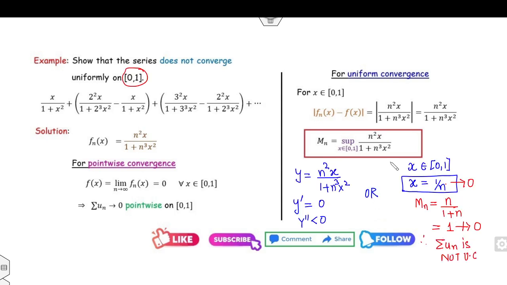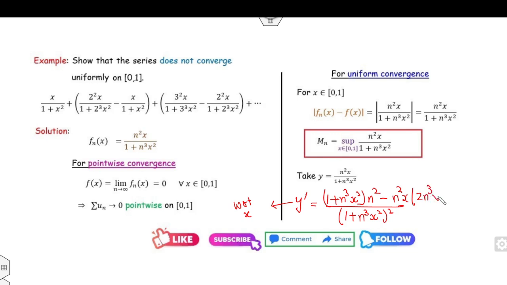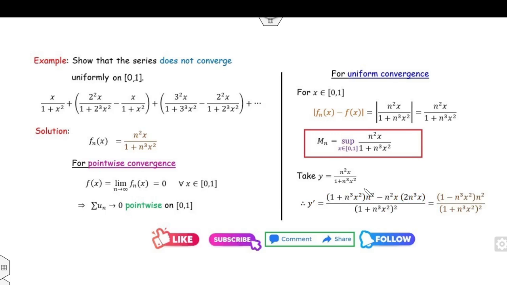There is no issue. But if you want to solve in this manner, I can find the y dash. Remember, the derivative with respect to x. So what is the derivative? It's n cube x square, so I can use the quotient rule. Derivative with respect to x is n square minus 2n cube x. Now if you open this bracket, it's n to the power 5 x square, you will get this term.